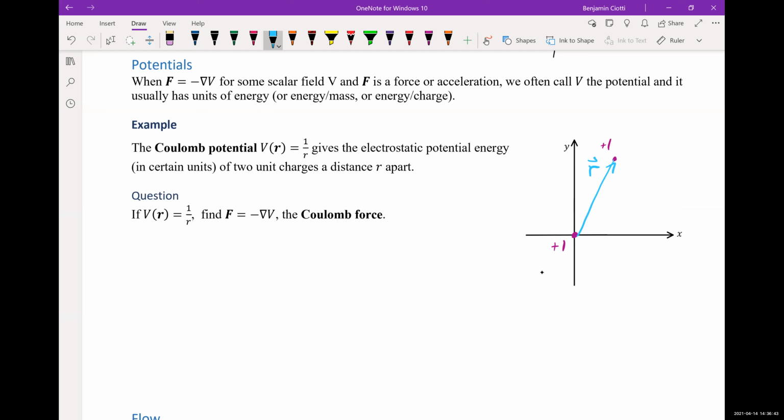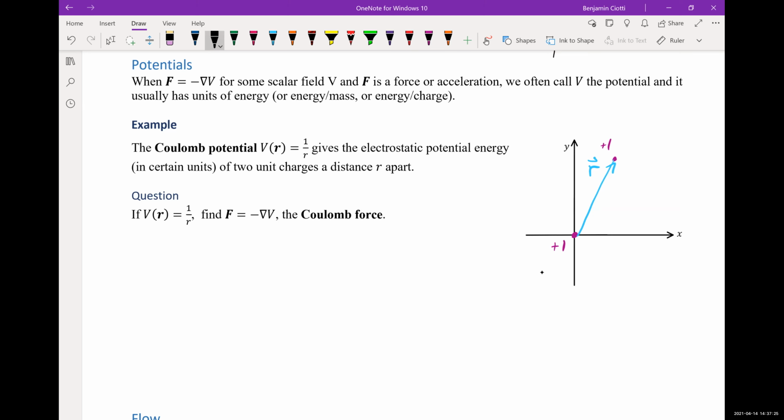Well, then they have a certain energy, and the closer they are together, the more energy is required to push them that close. If they are like charges, then they repel each other, so they want to push each other away. Let's find the force that they push each other away with. And in doing so, by the way, we'll see why this minus sign is important. So let's do this calculation. V is 1 over r. F is negative grad V. What is F? Let's find the Coulomb force.